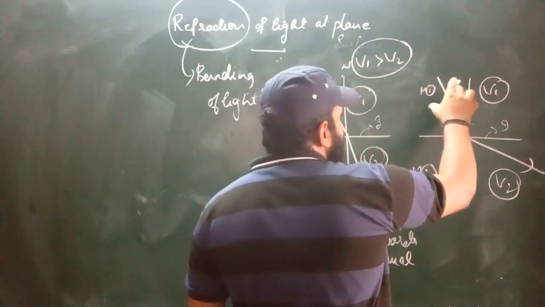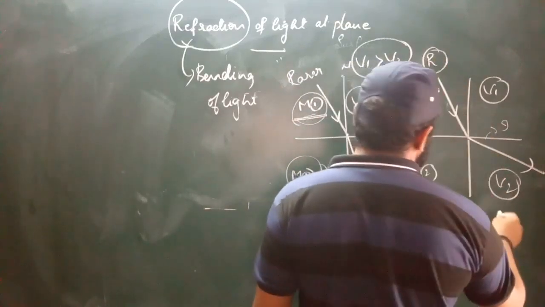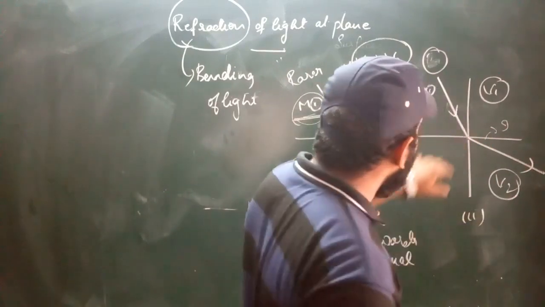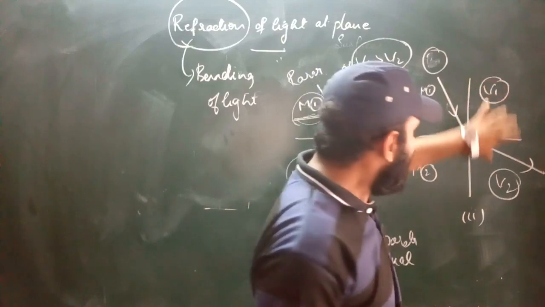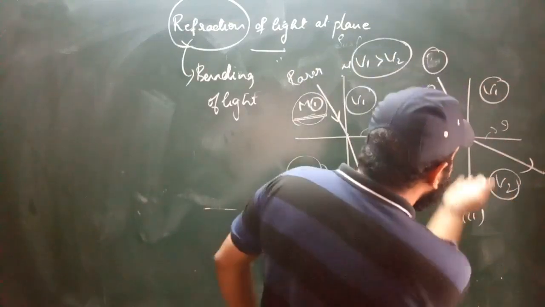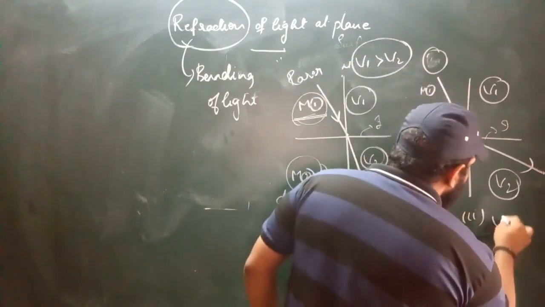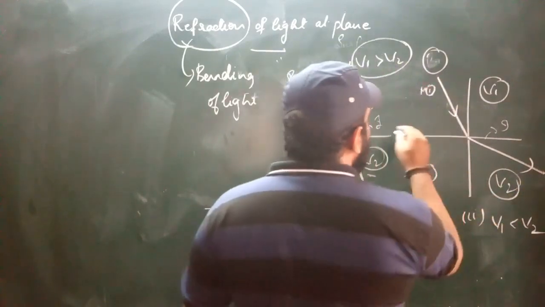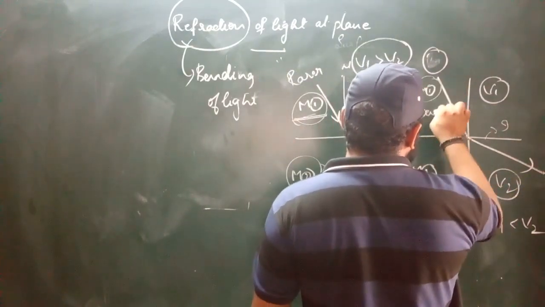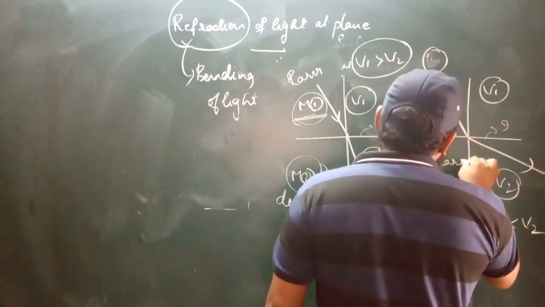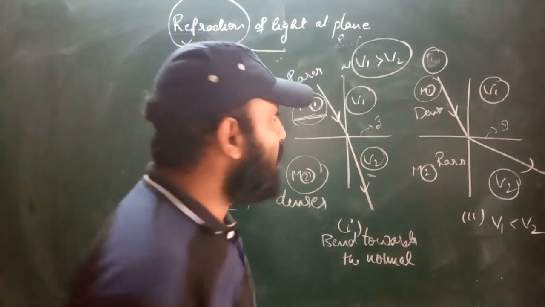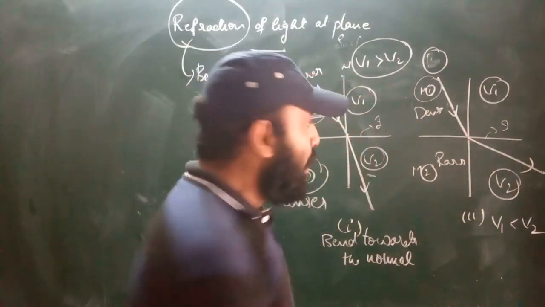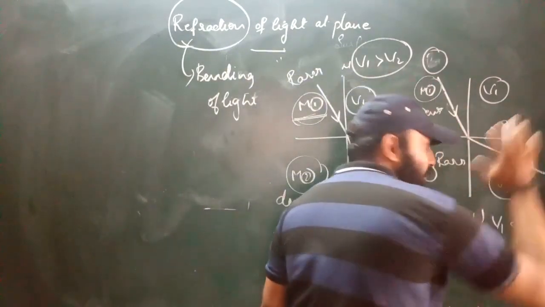And when the light ray travels from denser to rarer, if you observe the second case, in medium 1 it has velocity v1, in medium 2 it has velocity v2. Here we are observing that it is moving away from the normal. That means velocity v1 is less than velocity v2. So medium 1 acts as a denser medium and medium 2 acts as a rarer medium. Understood? So when a light ray travels from denser to rarer, it moves away from the normal.